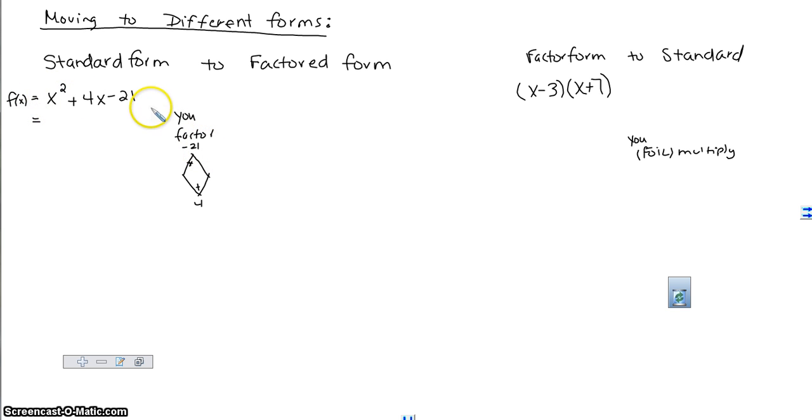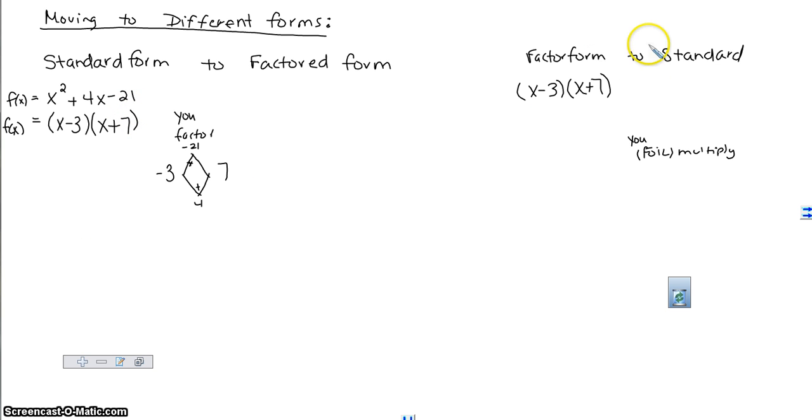It has three terms. A is 1, so it multiplies to negative 21 and adds to be 4. So we could use negative 3 and positive 7. And so that would give us the factored form equation. They would represent the same parabola.